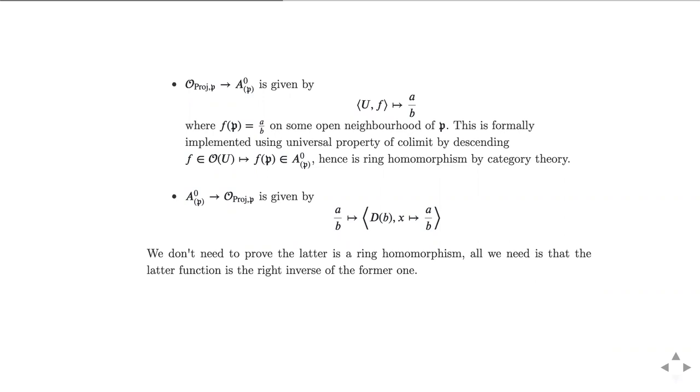And for the other direction, given a point in the homogeneously localized ring, that is a fraction A divided by B, we send it to the germ of the function whose open set is the basic open set of the denominator, and it is a constant function, always taking value A divided by B. Actually, it's quite hard to check this is a ring homomorphism, but luckily we don't need it. Checking that the backward and forward directions compose to the identity is easy enough, and as long as a ring homomorphism is bijective, it is always an equivalence of rings.